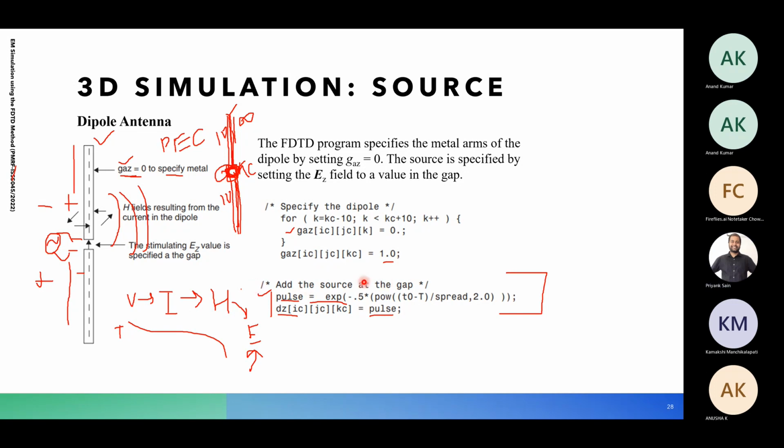And this source thing is happening inside the time loop, where we are giving this pulse to the electric field value between the two arms of the dipole. Once we have specified the electric field value, which is essentially the electric flux value, so interchangeably I'm using the term, the update equations will act in such a way that this whole thing acts as a dipole.